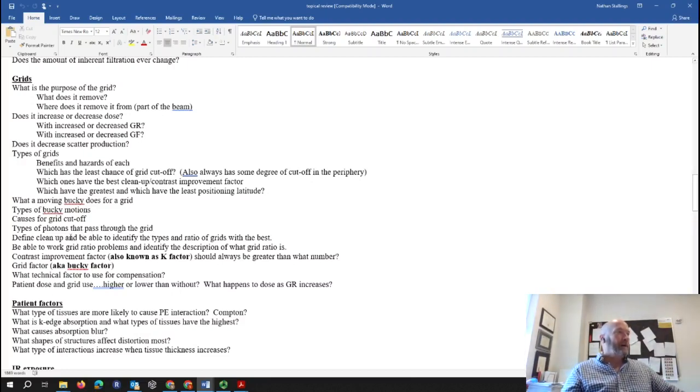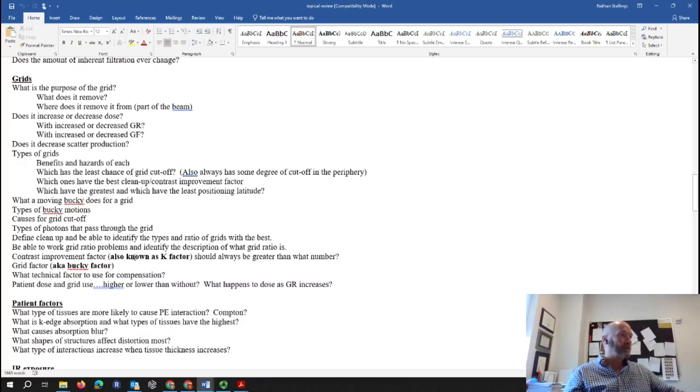Cleanup: the higher the ratio of the grid, the higher the cleanup and the better the contrast improvement factor. Your higher ratio grids are going to give you better scatter cleanup. Make sure that you can work grid ratio problems and identify the description of what grid ratio is. Grid ratio, again, I think I put this in the last video. Grid ratio is the height of the grid strips divided by the distance in between them.